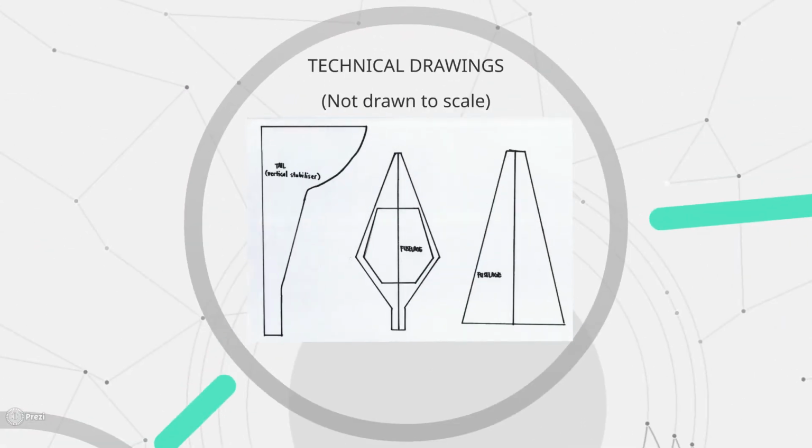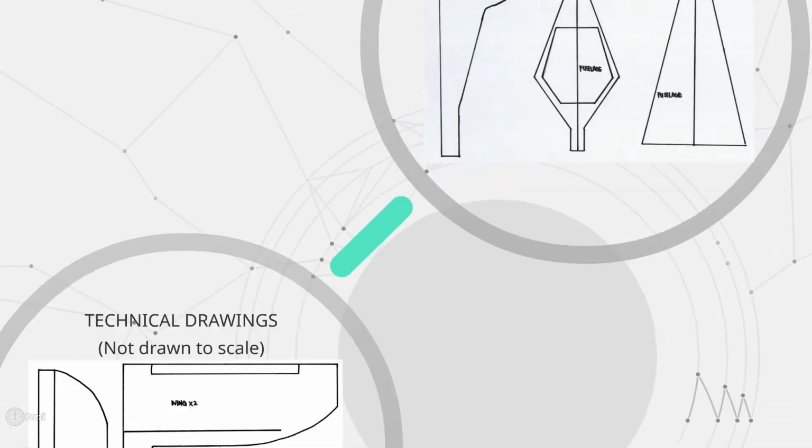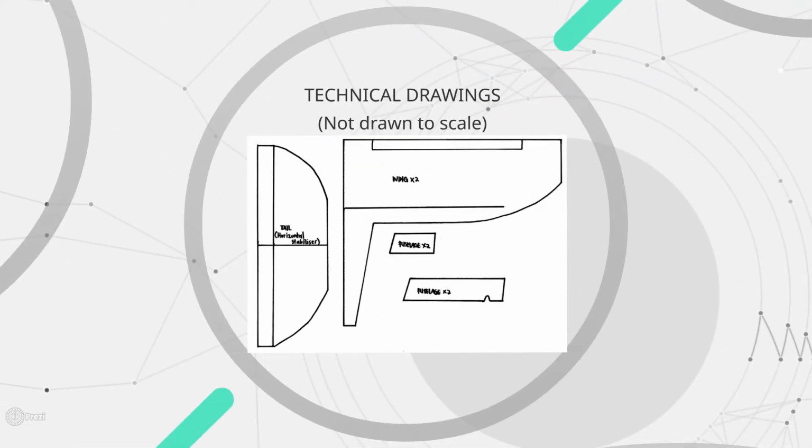These are the technical drawings of our plane. On the left side is the tail, and the middle and the right side are the fuselage. This is the second part of the technical drawings. On the left we have the tail, on the right we have the wing and the fuselage.